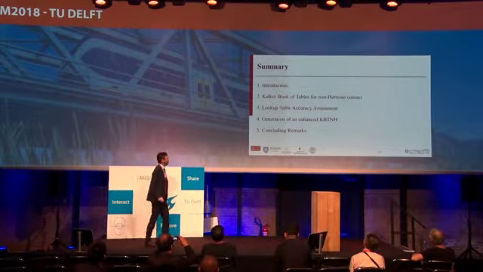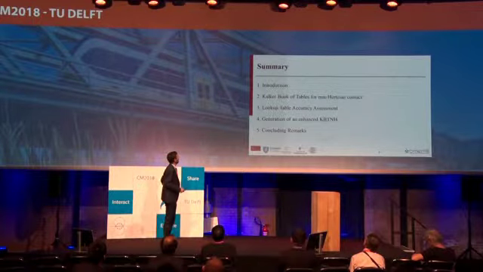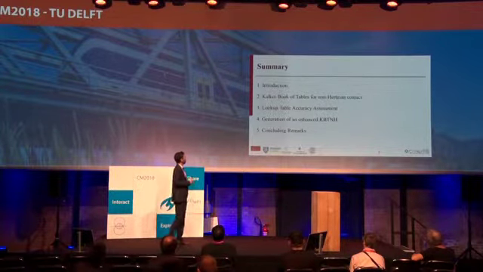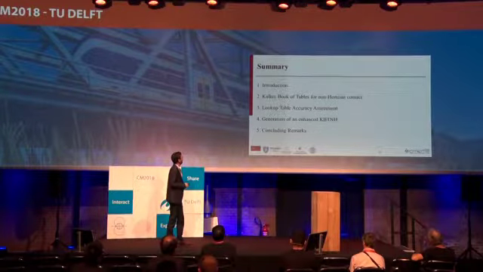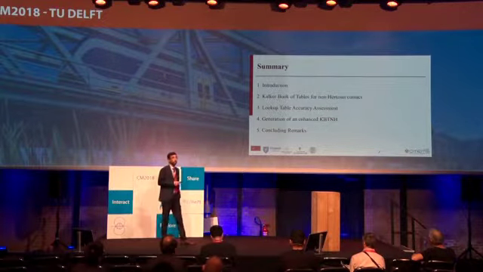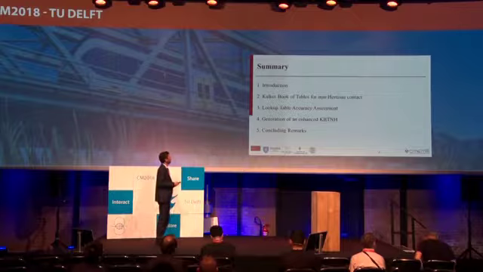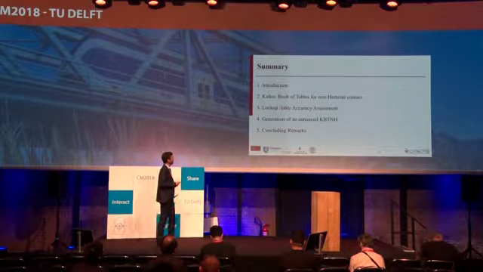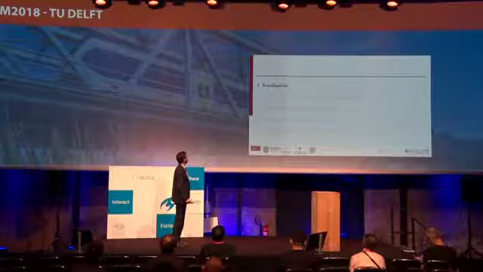Okay, this is a summary for my presentation, a short introduction. Then I will introduce what we mean by the Kalker book of tables for non-Hertz contact. And then the focus in this paper is on the trade-off between accuracy and size for the lookup table. So I will present some results about an assessment of the accuracy for the lookup table, and based on that, a proposal for the generation of an enhanced table, which in this case means a table having a similar accuracy with a smaller size, and then some concluding remarks. So first of all, an introduction.